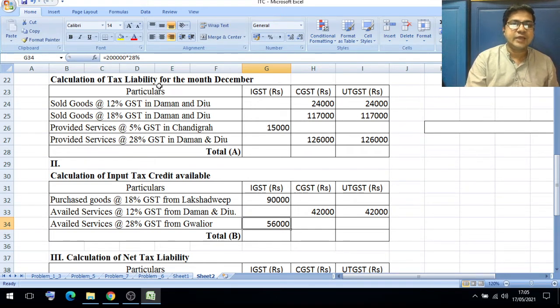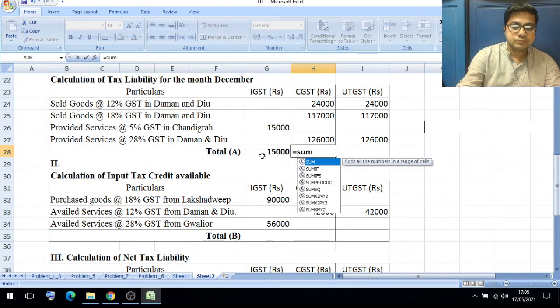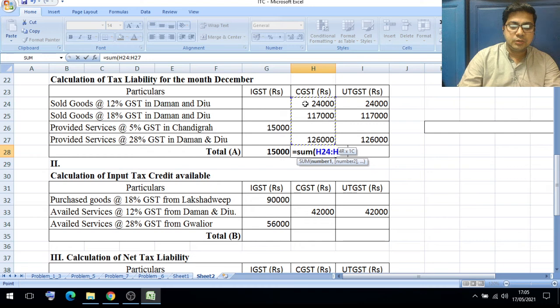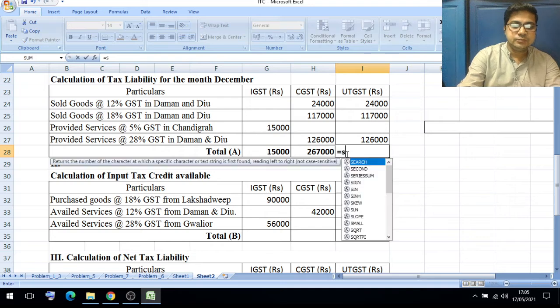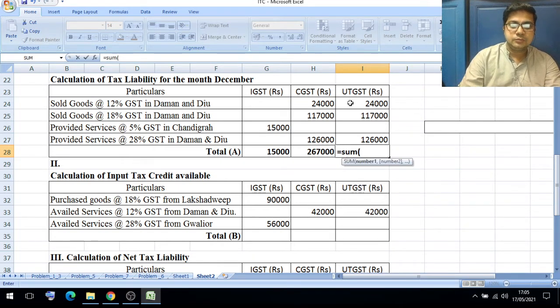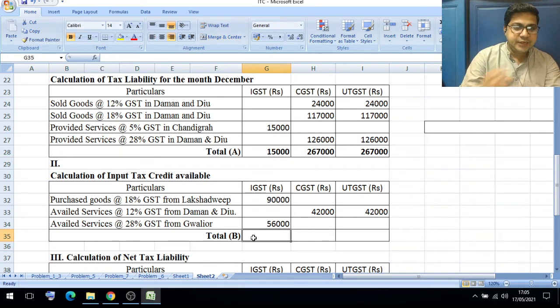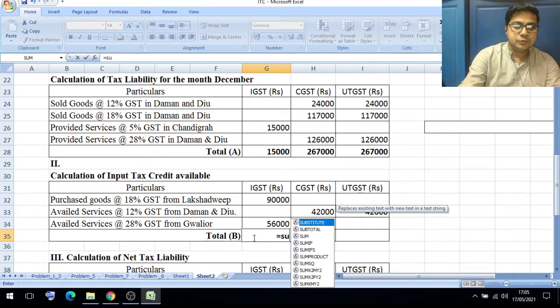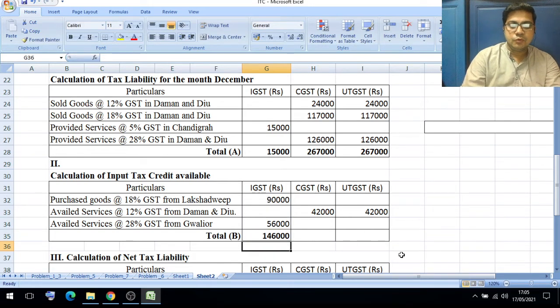Now what we have to do? First of all, we have to find out the tax liability for the month of December. The IGST's total value is 15,000. So what about the CGST? Total we have to find out. It is 2,67,000. What about the UTGST? Total we should find out. It is 2,67,000. Then after that, the input tax credit that we have to find out. Total 1,46,000.